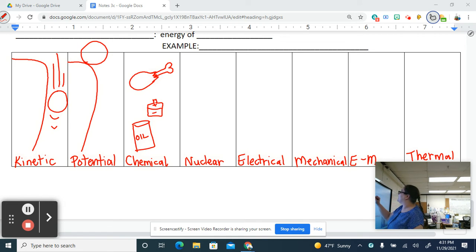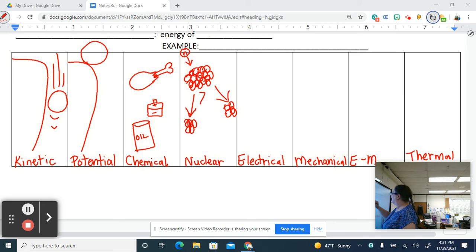All right, so nuclear is going to be fission. So we're going to throw a neutron at our large atom. And it's going to split up into smaller atoms. And it's going to release energy.